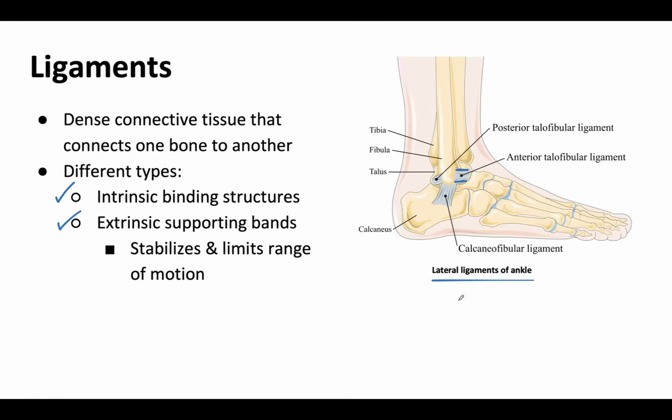The lateral ligaments of the ankle are the most commonly damaged ligaments in the body. If you think of sprained ankles, you have damage to one or more of these ligaments. We'll spend quite a bit of time talking about some of these specific extrinsic ligaments in upcoming videos. If you've heard of your ACL, or anterior cruciate ligament, or your MCL, your medial collateral ligament, these are supporting bands, ligaments in those specific regions. In those cases, those are specific to the knee.